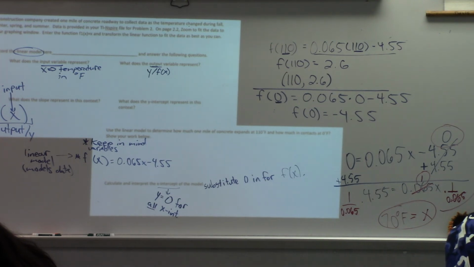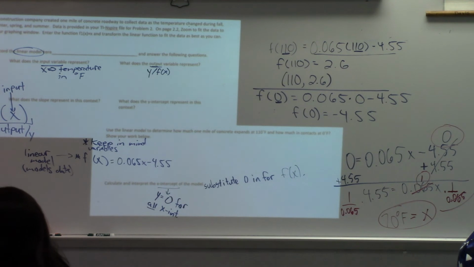Technically, does anyone know what x equals 70 would look like on a graph? It would be up and down, a vertical line, right? That's why you can't just write x equals 70, because that's not a point, that's a vertical line. And if y equals something, it'll be horizontal. Correct. Which is why we need to write it as a point. Make sure you write your intercepts as points.